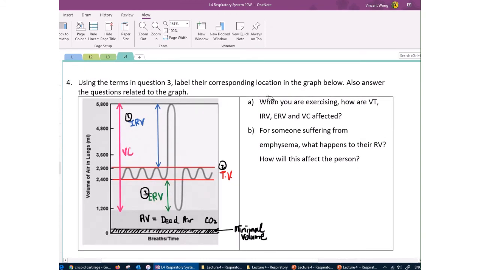So let's take a look at this. When you are exercising, how are tidal volume, IRV, ERV, and VC affected? So take a moment and think about that.